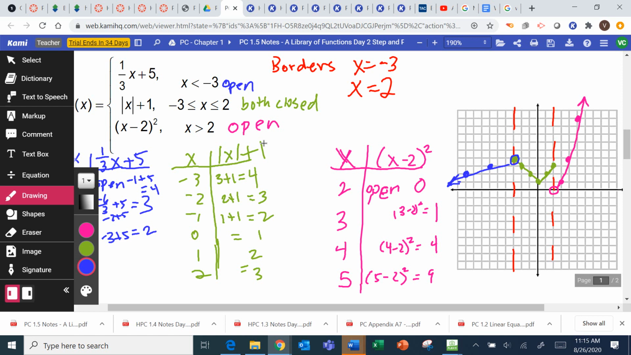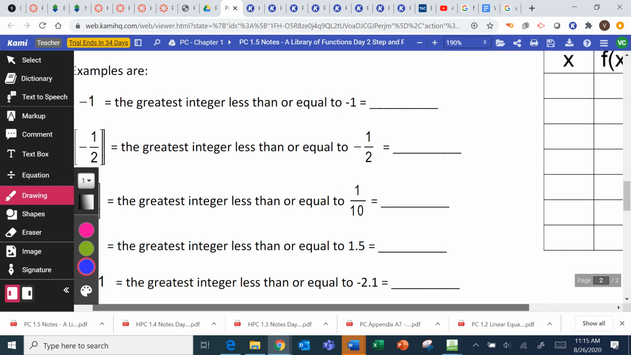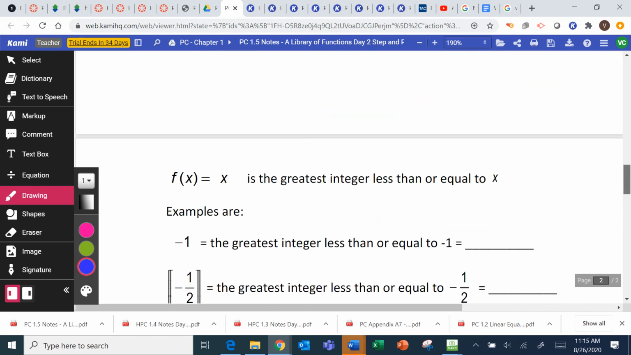Any questions about piecewise? They're not difficult. They just take a little bit of time. Okay. The next page is something called the greatest integer function. And it didn't print out correctly. It did for some of them, but not for others. So we're going to write on there what it looks like.